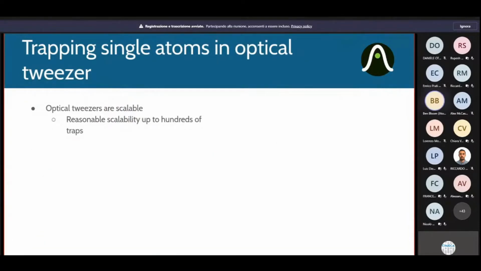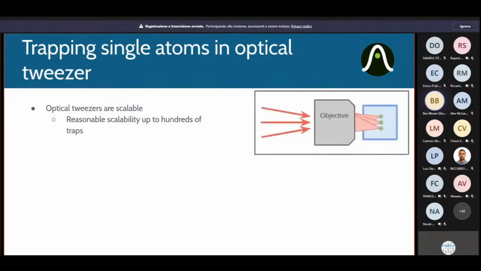Obviously, you probably want to create a quantum computer with more than one single qubit, so you want to actually be able to figure out a way to do this with many, many optical tweezers, if that's how you're going to code them. So you could just send many beams in the back of the objective.